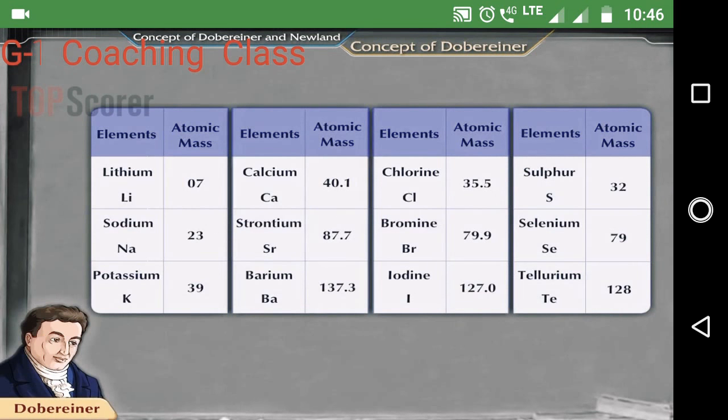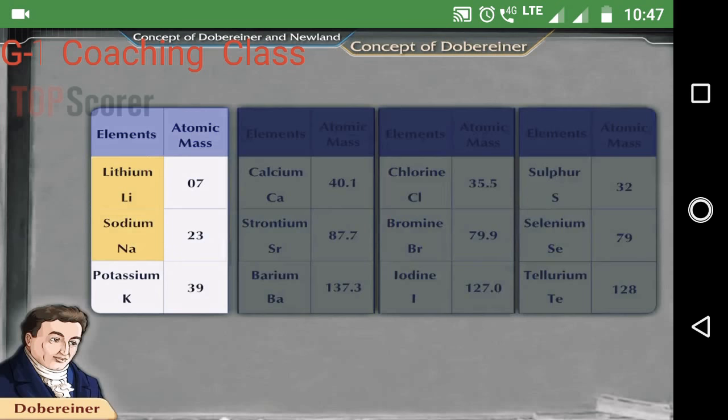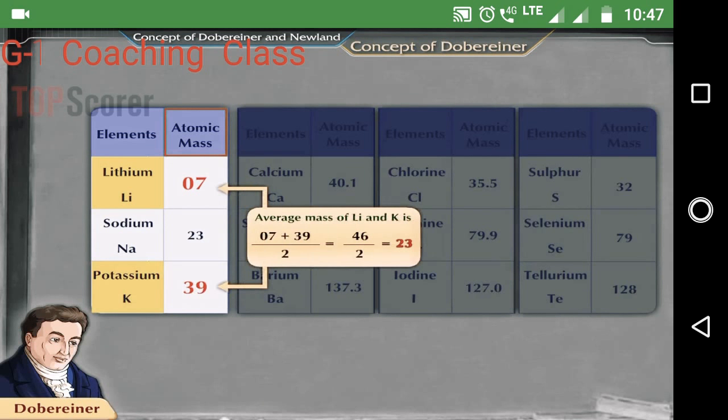Like in the triad of lithium Li, sodium Na and potassium K, the atomic mass of lithium is 7 units and potassium is 39 units. The average mass of lithium and potassium is (7 + 39)/2 = 46/2 = 23 units, which is equal to the atomic mass of the middle member, sodium.